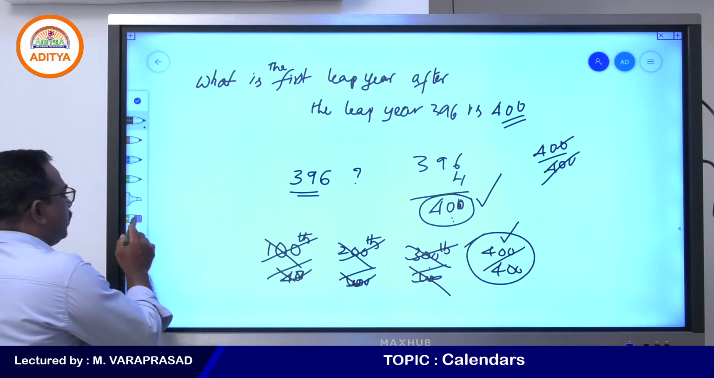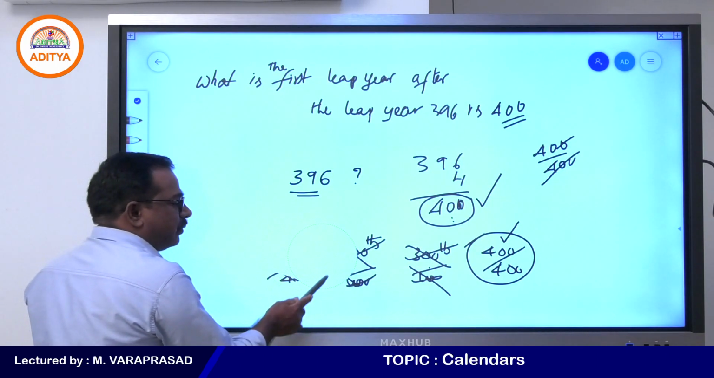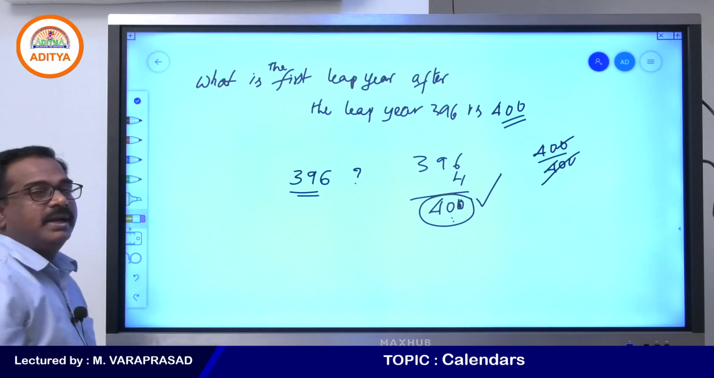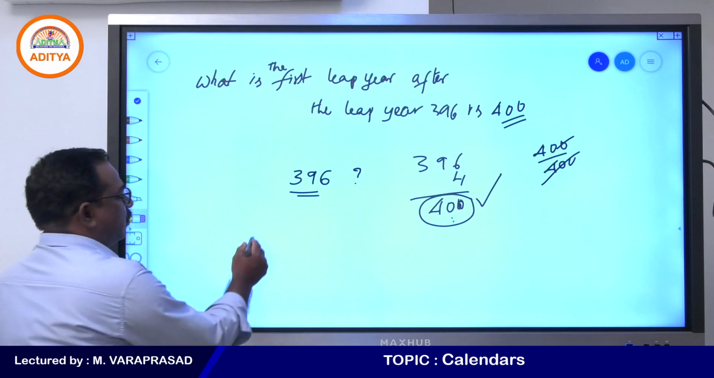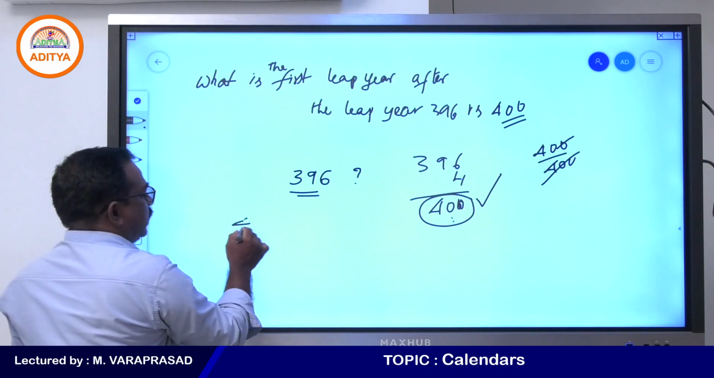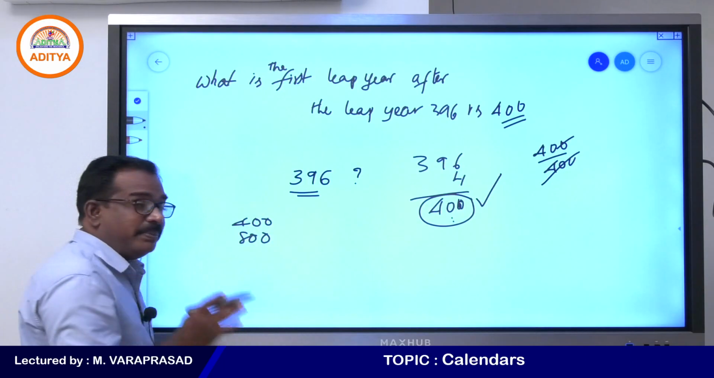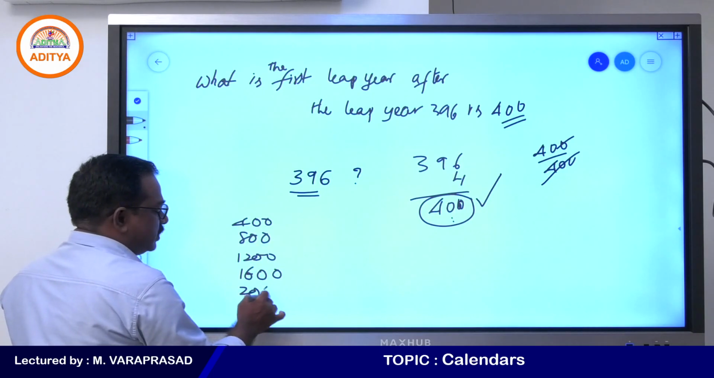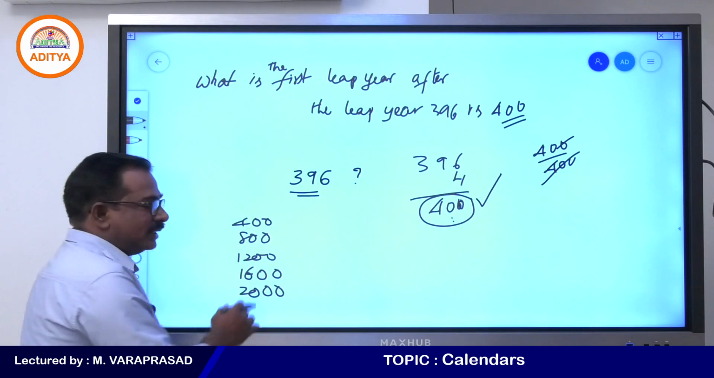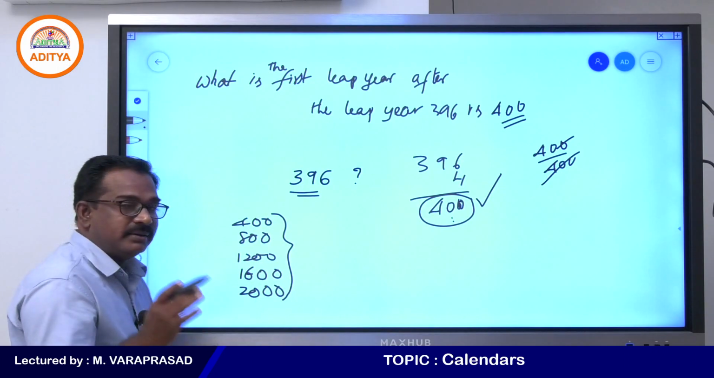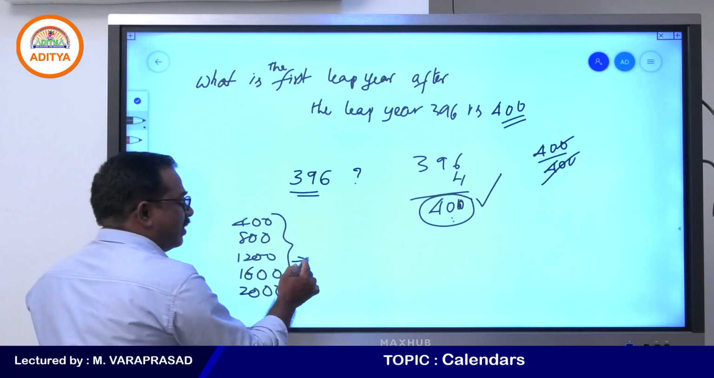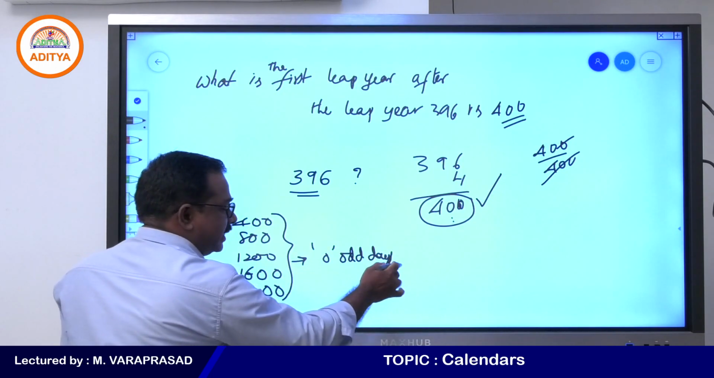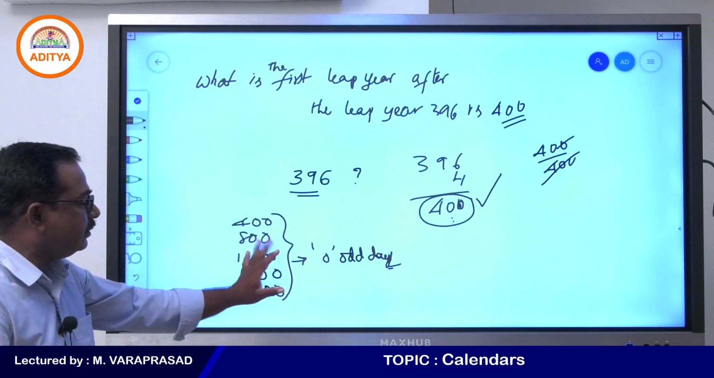Every multiple of 400 is a leap year in centuries. Like that, 400 is a leap year, 800 is a leap year, 1200 is a leap year, 1600 is a leap year, 2000 is a leap year. So these are the leap years in centuries, and the most important point: all these centuries will have 0 odd days. Already we discussed that. Keep this point in your mind.